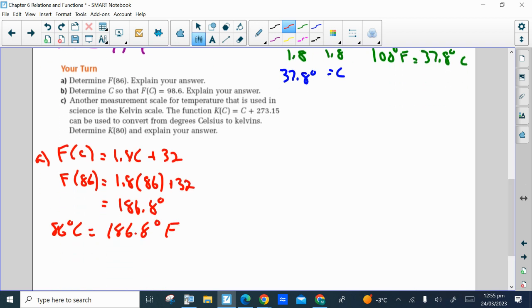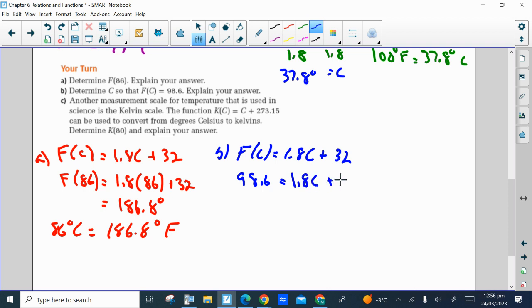Part B says determine C so that F at C equals 98.6. Again, we start with the original equation, F at C equals 1.8C plus 32. In the last question, it was just C that was 86, and we replaced the C with the 86. This one is saying that F at C, the entire left side, is 98.6. So we're dealing with 98.6 degrees Fahrenheit, and we want to know what temperature that would be in Celsius.